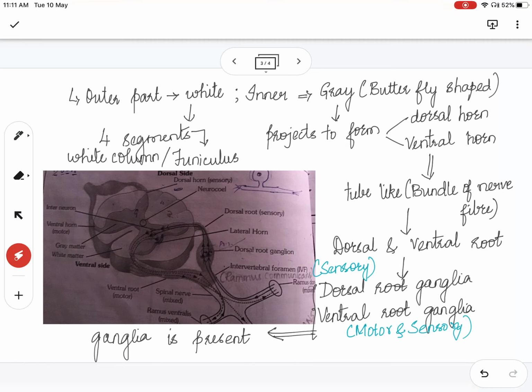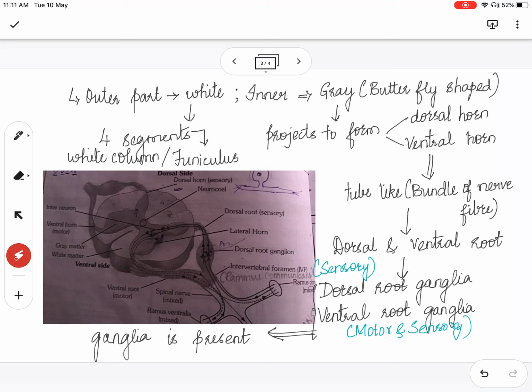Whereas the outer part of it is what color? White in color. Now you can see one, two, three and four segments present over there. So those four segments together are called what? White column or funiculus. So please remember, the outer portion is white, the inner portion is gray matter, and this gray matter is something like butterfly shaped, and the outer part has four segments, and the name of those segments is white column or funiculus. Then look at the diagram carefully. The notes are also provided on your right hand side, so you need not worry.